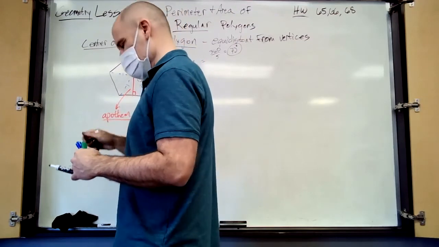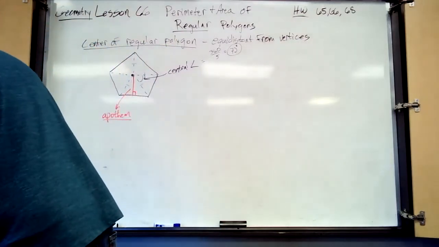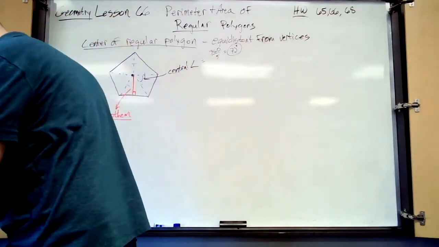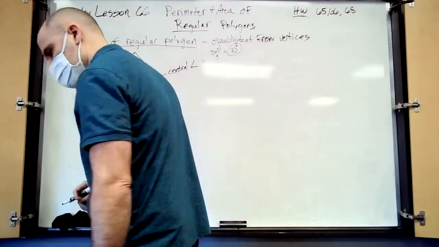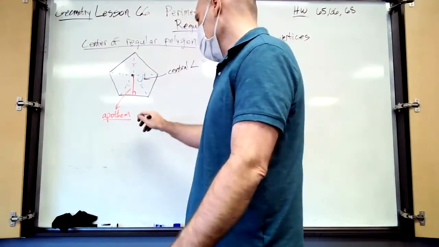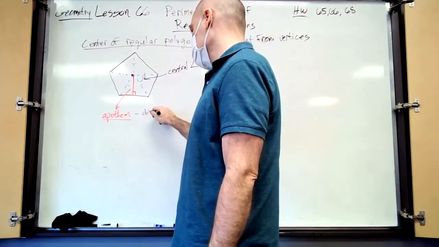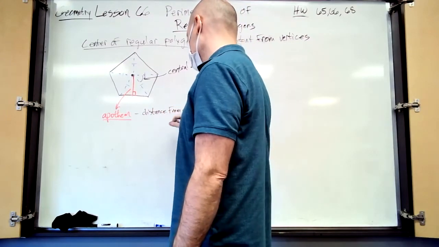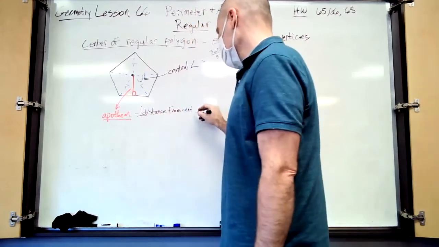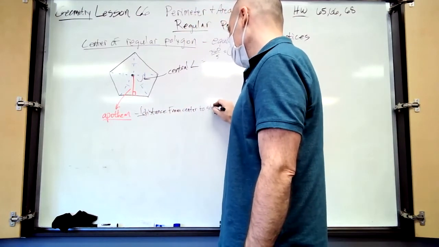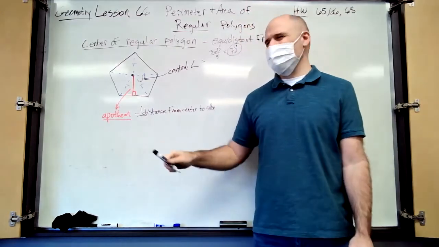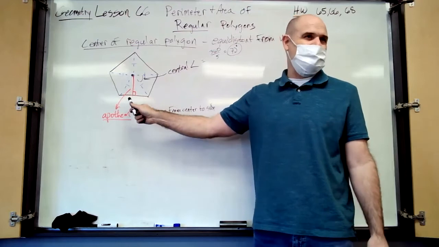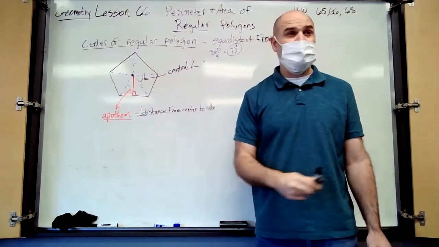A-P-O-T-H-E-M. So the apothem is the perpendicular distance from the center of a regular polygon to a side, okay? Distance from center, perpendicular distance from center to side. And consequently, there's probably a theorem or property that says it's always going to go to the midpoint of that side, if it's a regular polygon.